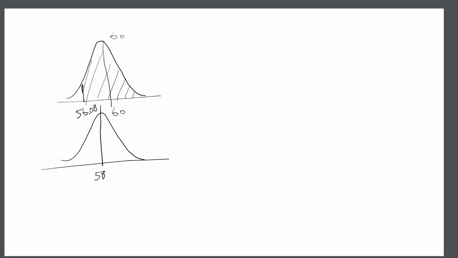So if you are getting any value more than this 56.08, failing to reject, then it is a type 2 error. So this is the type 2 error.